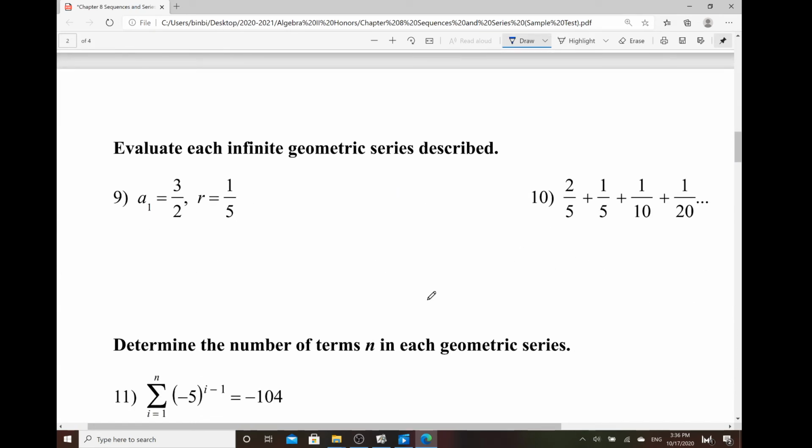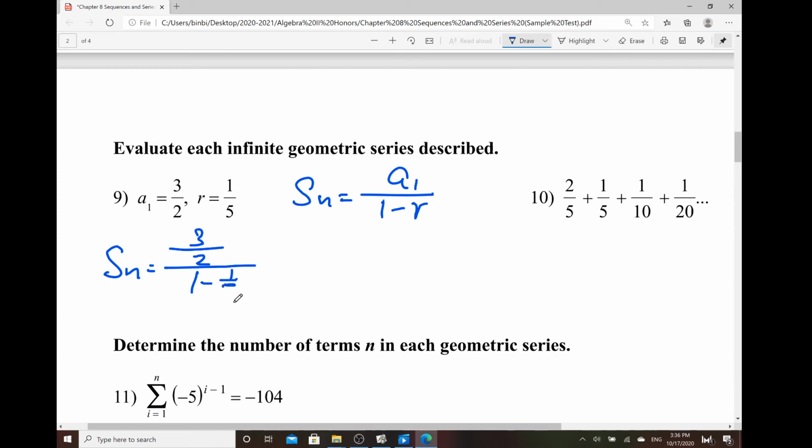Evaluate each infinite geometric series, describe. So for an infinite geometric series, we're using the formula a sub 1 over 1 minus r. So a sub 1 is given, common ratio is given, so everything else is pretty straightforward. So plug in a number, but you got to be careful, it's all fractions. So it's 1 minus 1/5, and then the rest of that, evaluate.